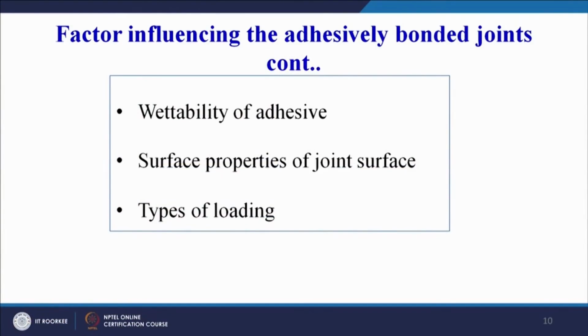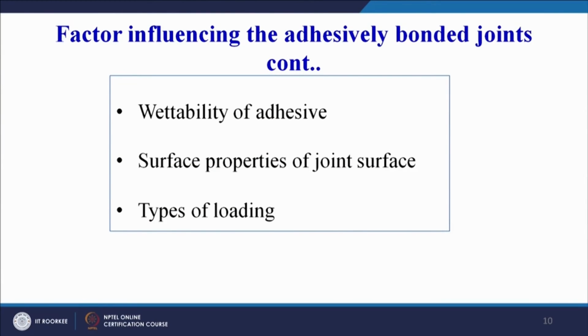Now again, the factors influencing adhesively bonded joints, you can see again the same things. What can fail? The adherent can fail, the adhesive can fail, or the bond can fail. So the bonding will depend upon the type of the adherent, the type of the adhesive, the type of the joint, the type of the interface that we are developing between the adhesive and the adherent. Again, the same points are being listed here: type of adhesive, property of adhesive, property of adherent, bonding between the adhesive and the adherent. Wettability of the adhesive is also very important.